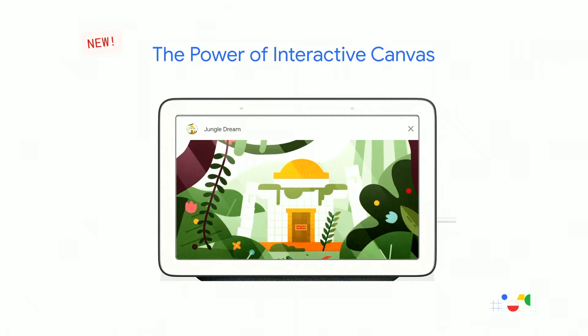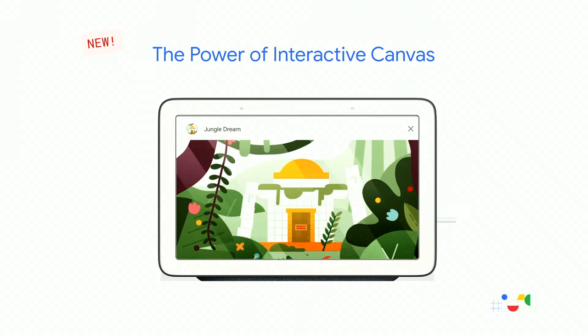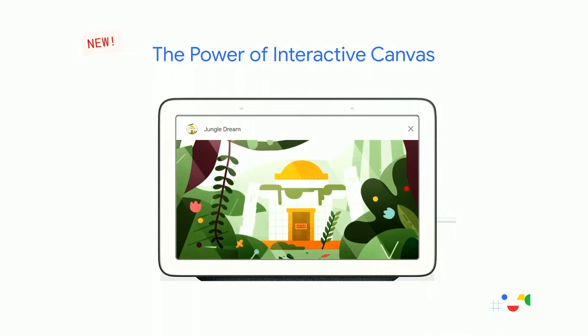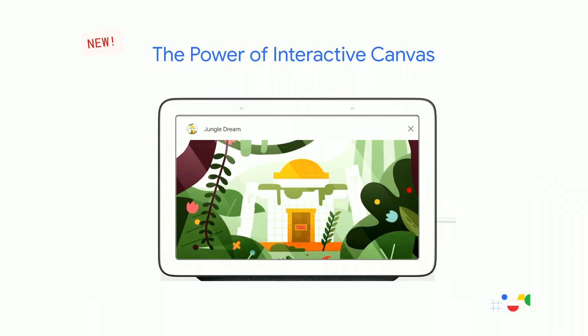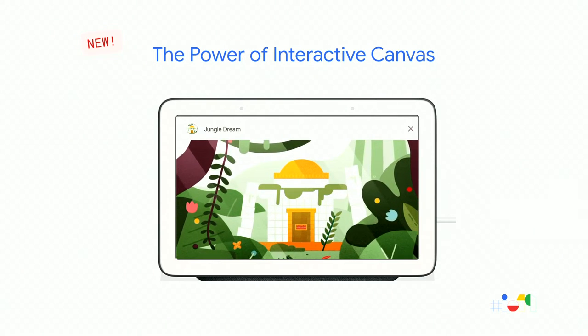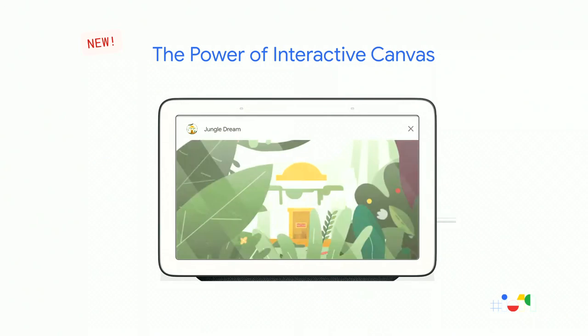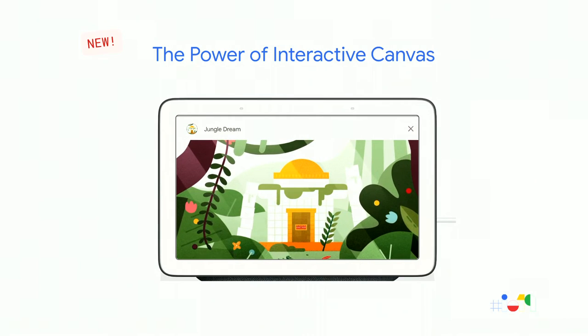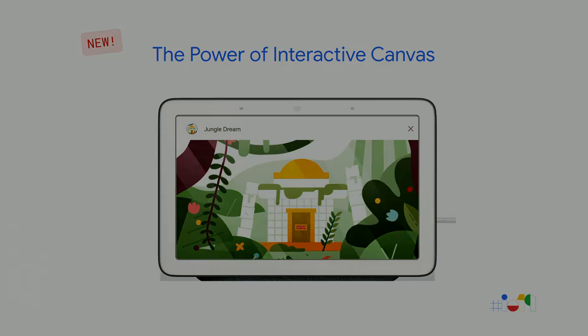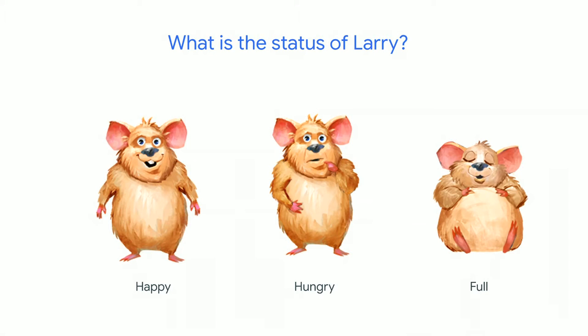You can see what's on the screen. This can all be done with HTML, CSS, and JavaScript. With interactive Canvas, you can easily create dynamic animations. Canvas lets the user touch any element on the screen, and they can react. None of this was possible before Canvas.